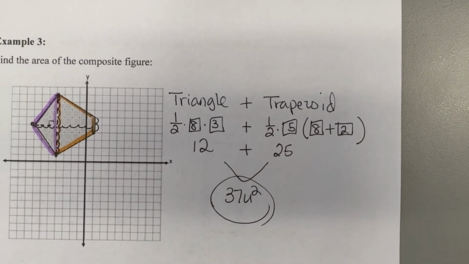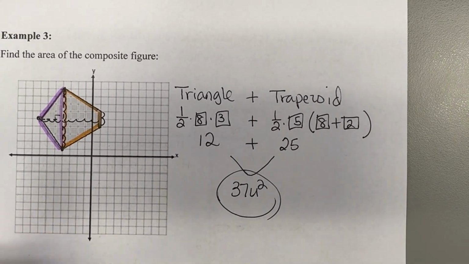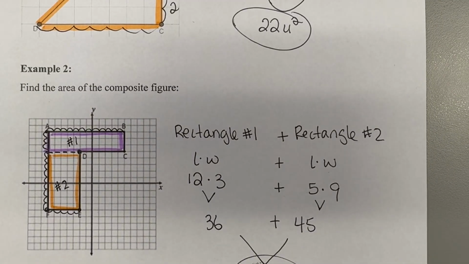So again, anytime you're asked to find the area of a composite figure, you want to slice it up into shapes that you know and proceed from there and add them together.